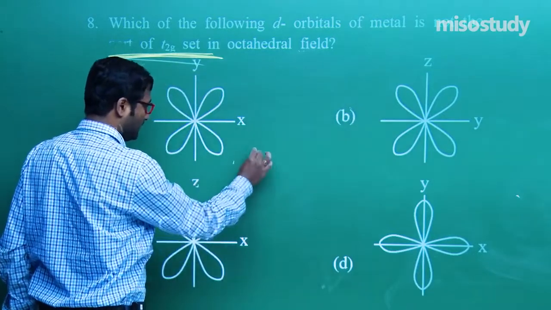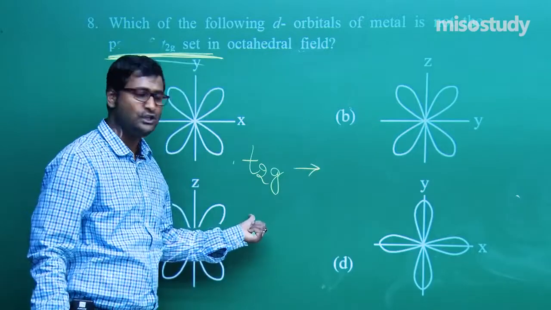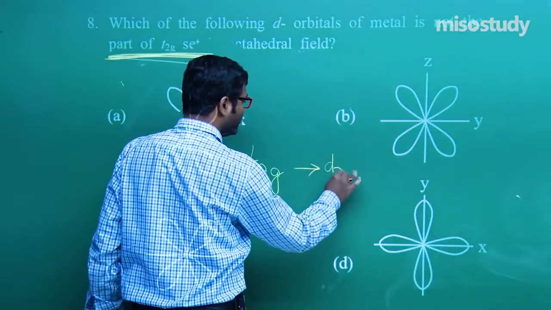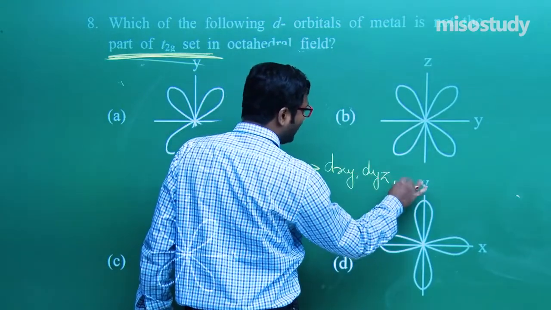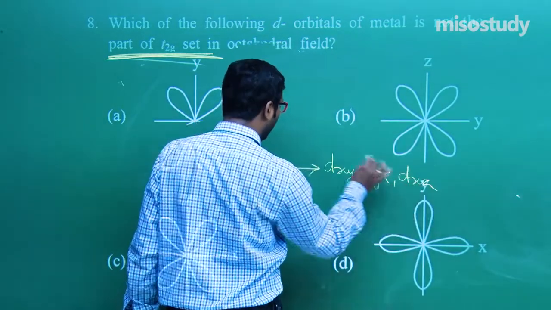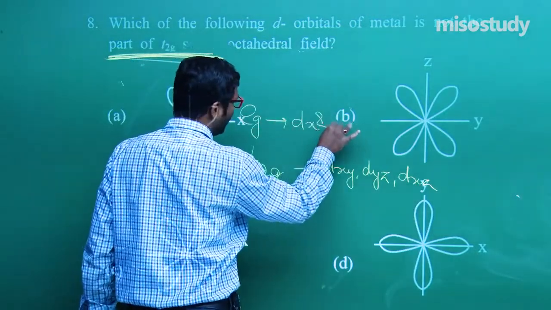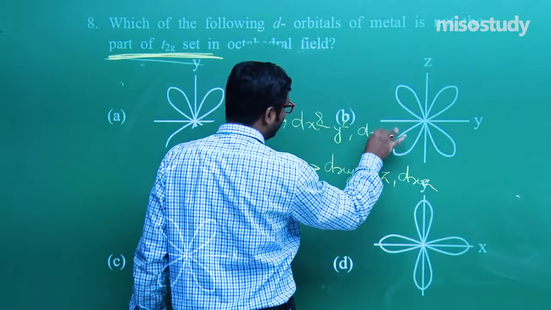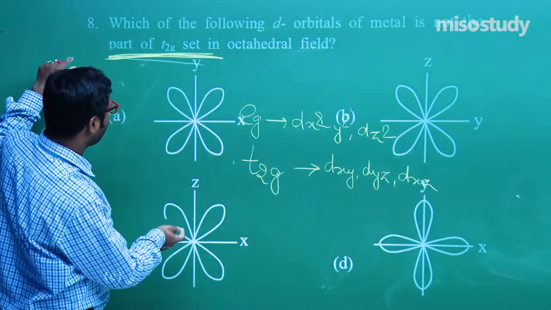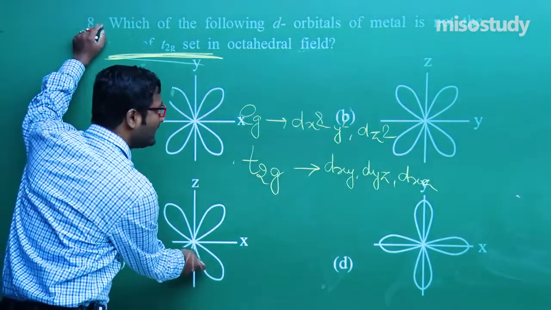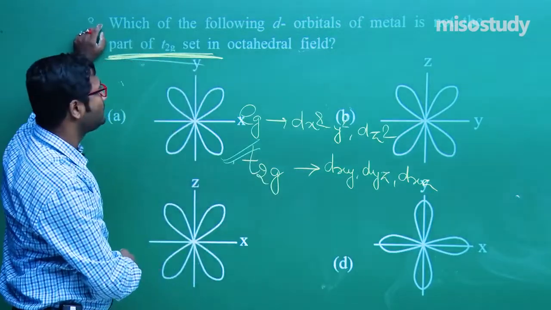Remember, sir, it is very simple. I am writing here. Is it visible to you? t2g has dxy, dyz, and dxz. Remember? And for eg, tell me, dx²-y² and dz². Now please help me how to solve. This one is xy, xz, and yz. That belongs to t2g, and the question is which does not belong.